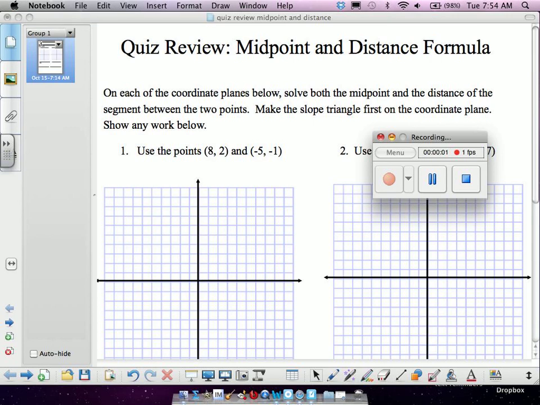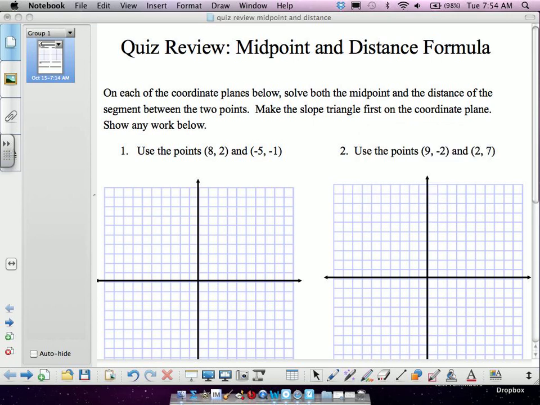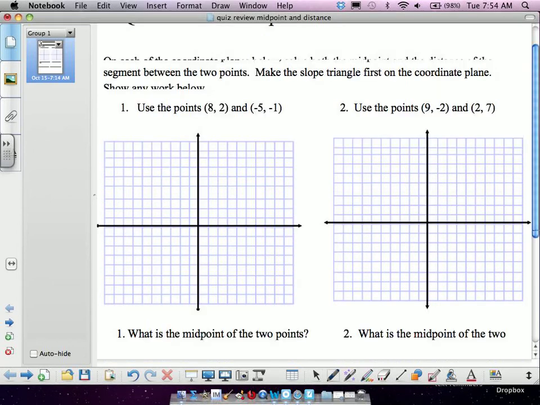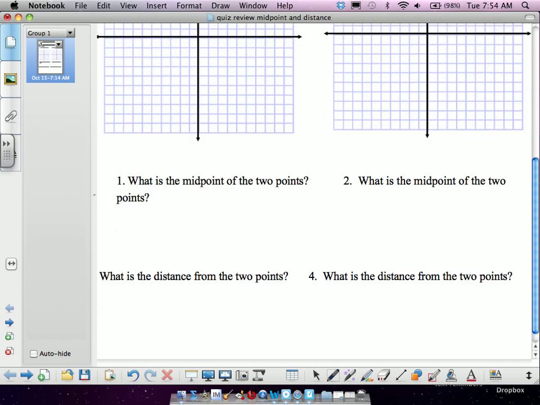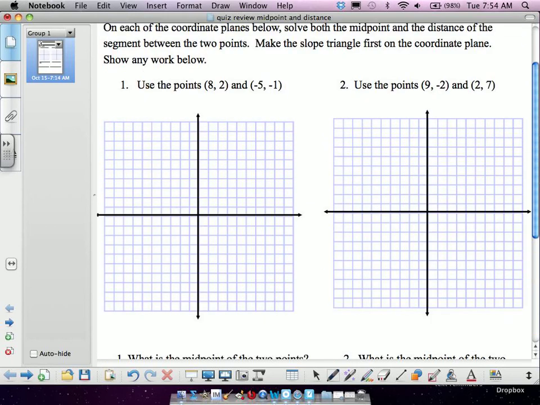Right, ladies and gentlemen, we're going to look at doing the midpoint and distance formula. I am going to do it graphically, and I'm going to do it algebraically down here, okay? On your quiz, they want the answers down here. Okay? So first I'm going to plot the points just to make it make sense.